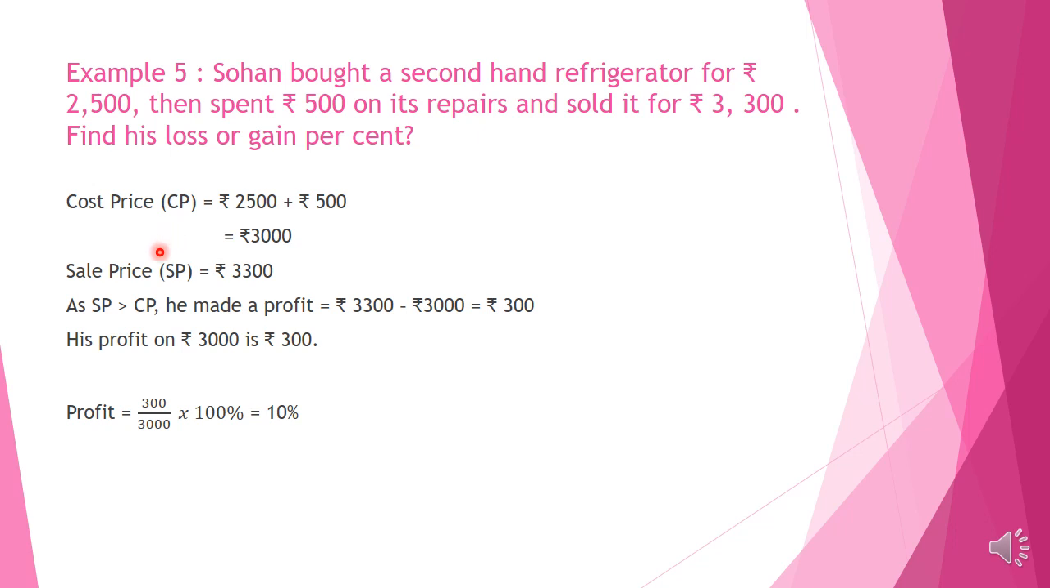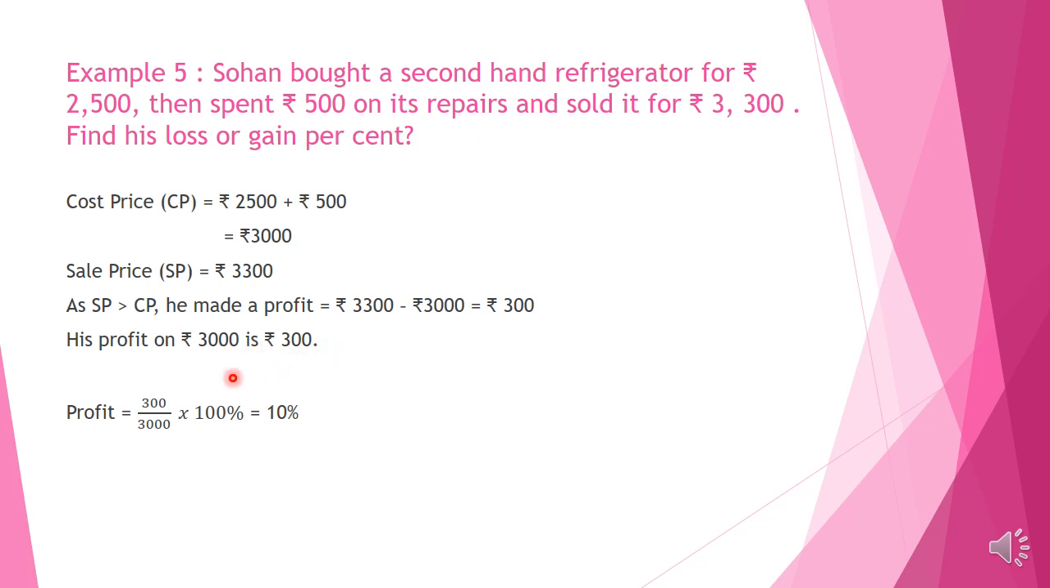Now sale price. What is sale price given? Sold. So sale price is rupees 3,300. And children, you know, comparing sale price and cost price, what is more here? Here we have sale price more. And you know, when SP is more than CP, then we have profit. So here Sohan made profit. How can we find profit? SP minus CP. Rupees 3,300 minus rupees 3,000 is rupees 300. And his profit on rupees 3,000 is rupees 300.